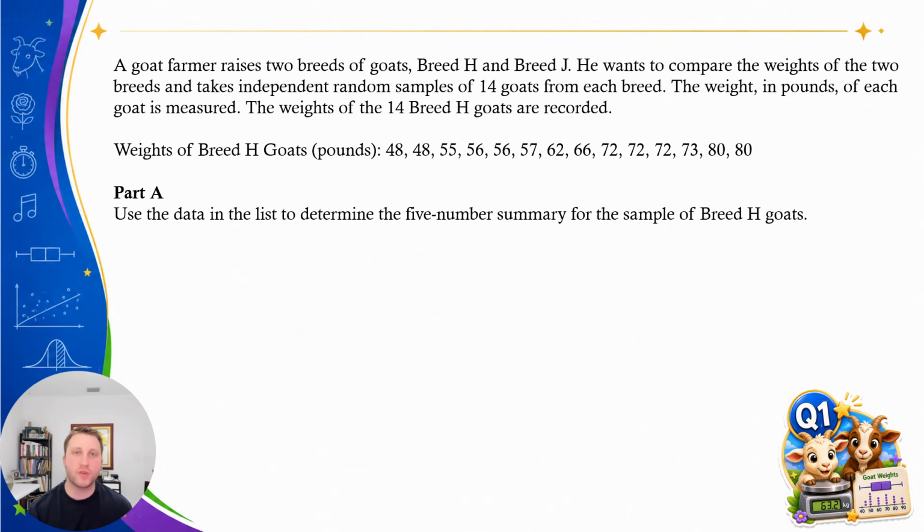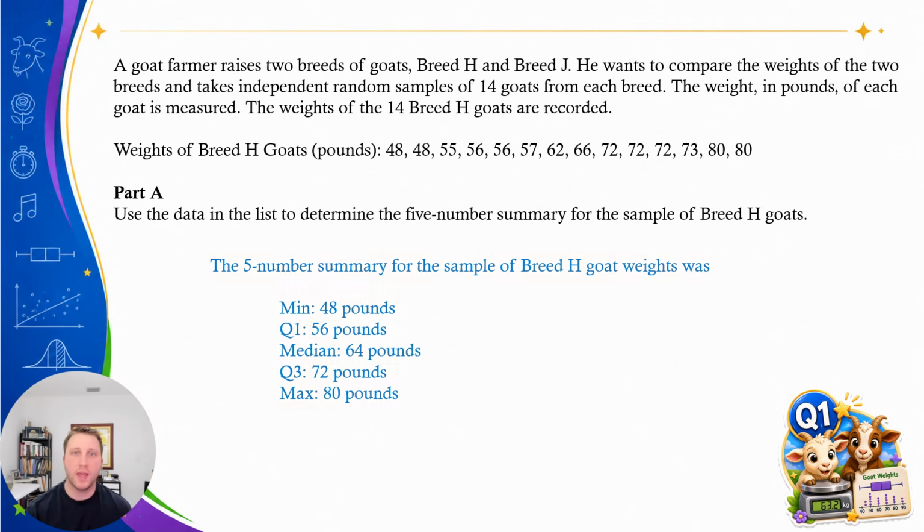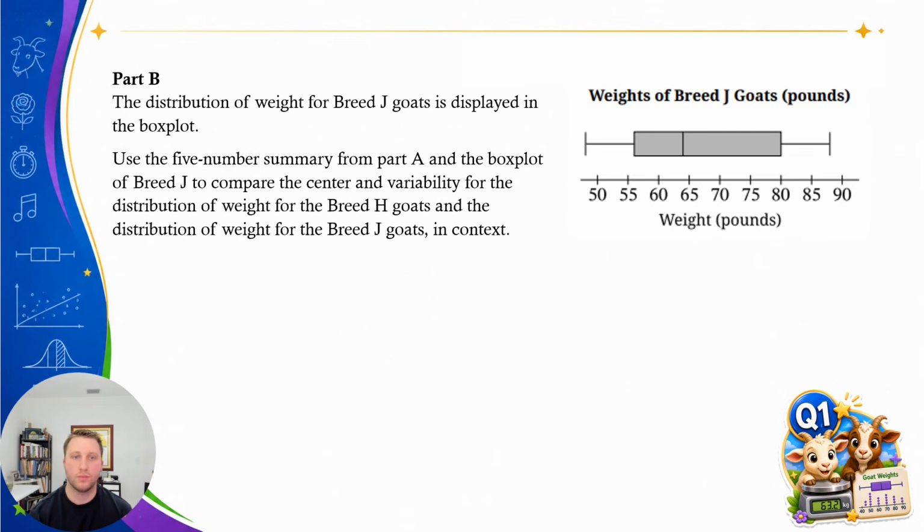Now the 5-number summary is the minimum, Q1, the first quartile, the median, Q3, and the maximum. And I used my calculator's one variable statistics function in order to do just that. I got a minimum of 48 pounds, a Q1 of 56 pounds, a median of 64 pounds, a Q3 of 72 pounds, and a maximum of 80 pounds.